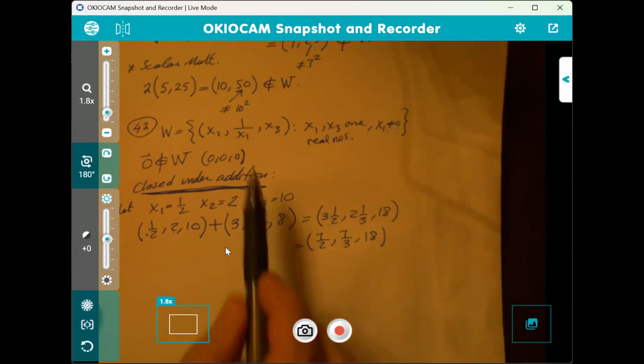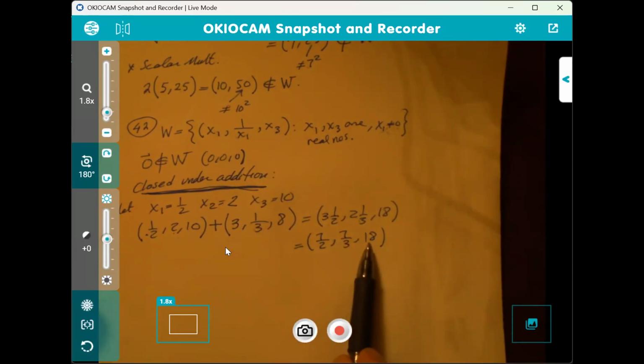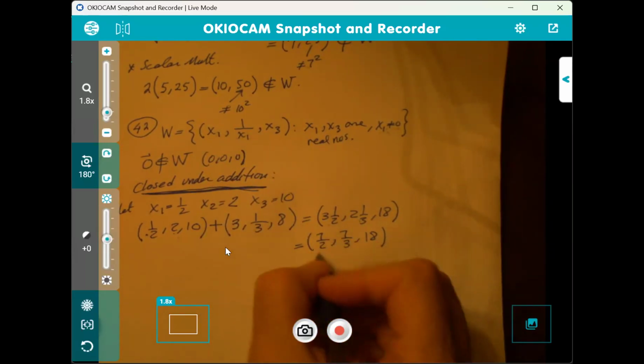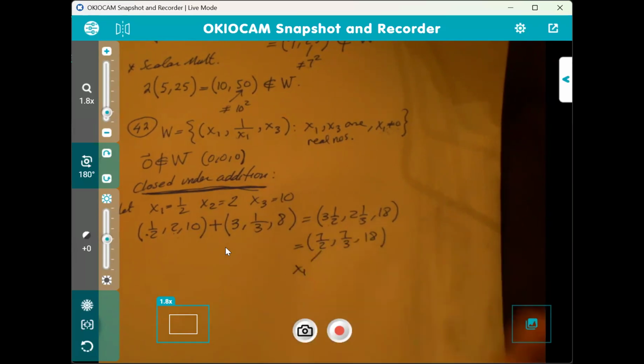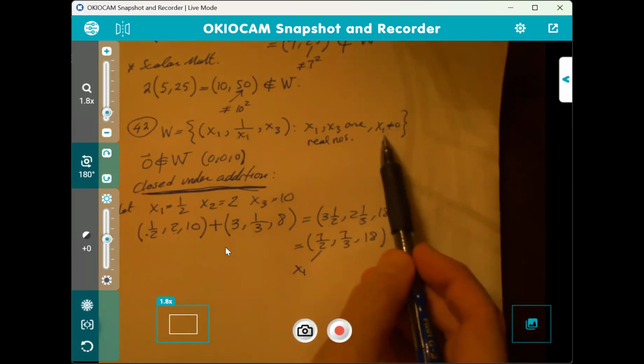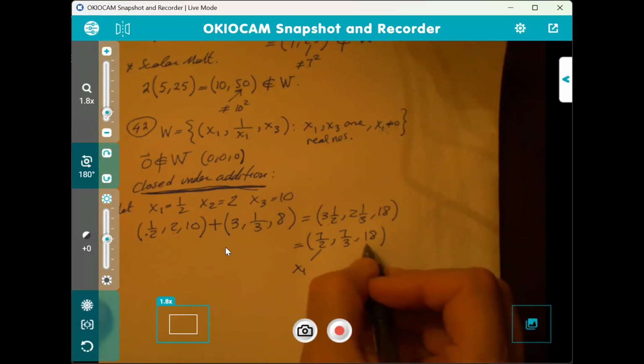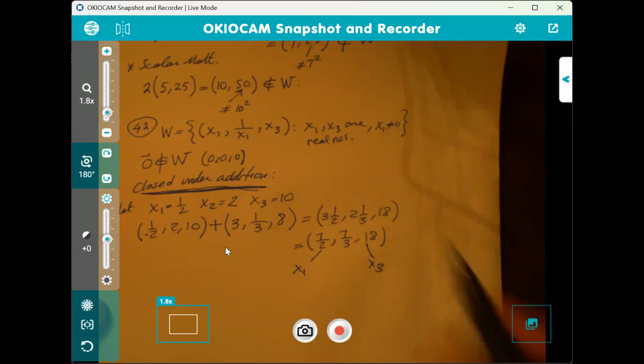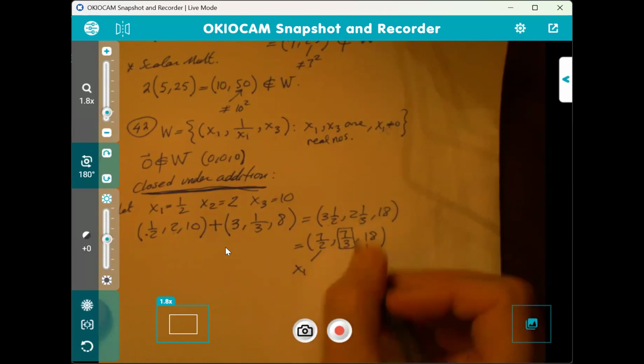Now, x sub 3 could be any real number, and that's cool. That's fine. X sub 1 could be any number. So this one is X sub 1, which is fine. It looks like that. It's not 0. X sub 3 is fine. It's a real number. But how about this one?